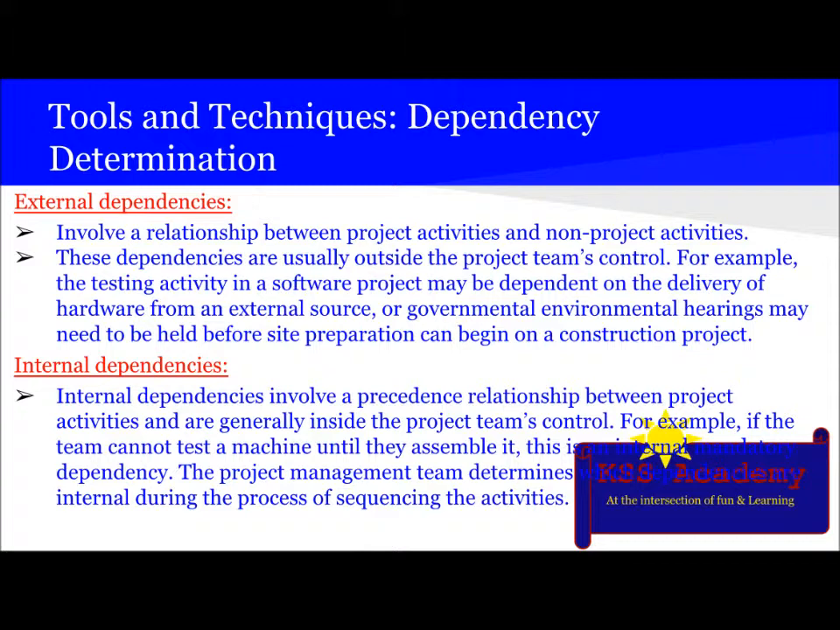In case of internal dependencies, it involves a precedence relationship between project activities and is generally inside the project team's control. For example, if the team cannot test a machine until they assemble it, this is an internal mandatory dependency. The project management team determines which dependencies are internal during the process of sequencing the activities.